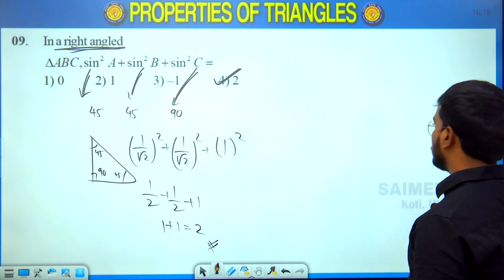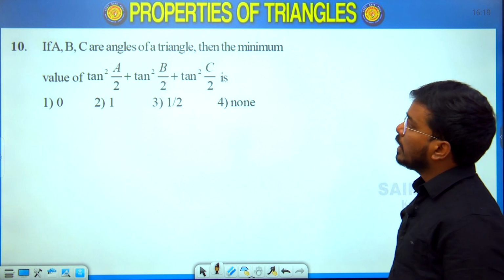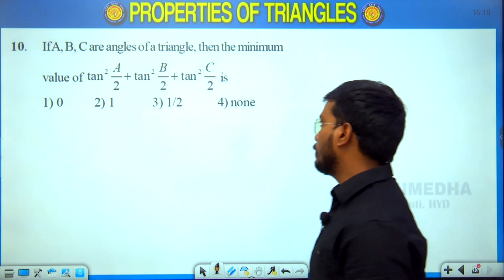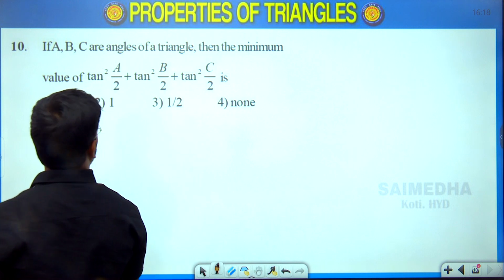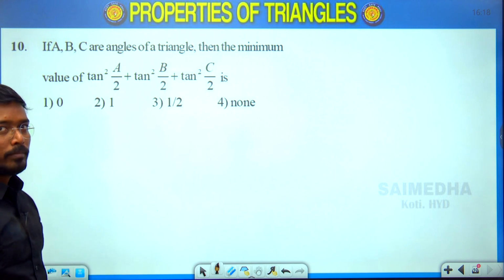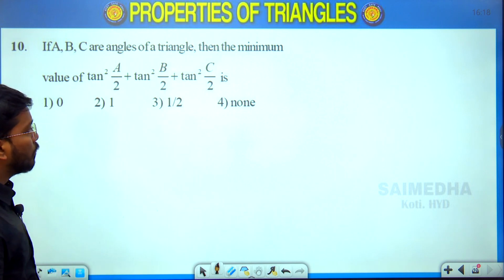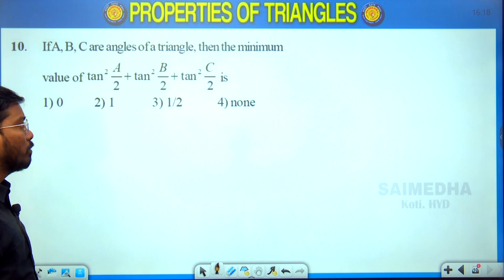Moving on to the next question. If A, B, C are the angles of a triangle, then find the minimum value of tan square A by 2, tan square B by 2, tan square C by 2. Here, this is a problem where we need to know some basic formulas.